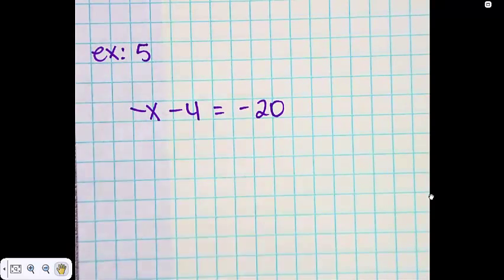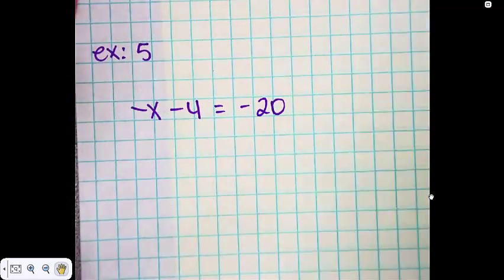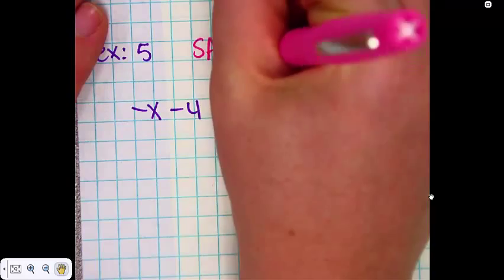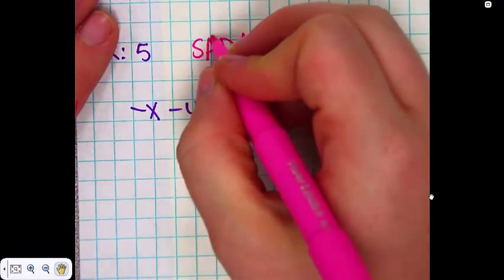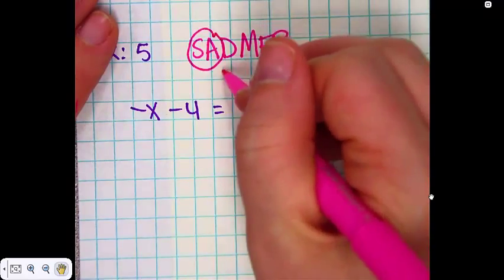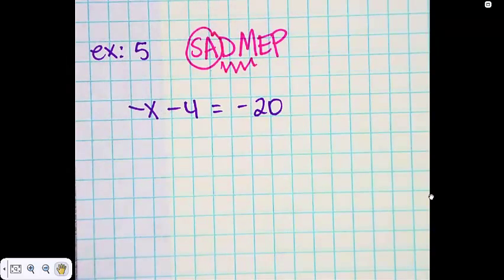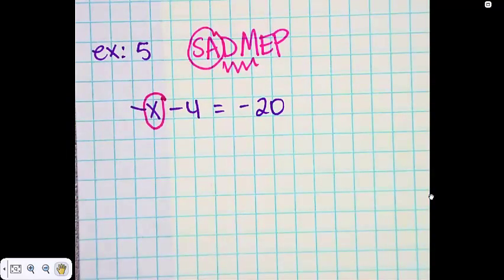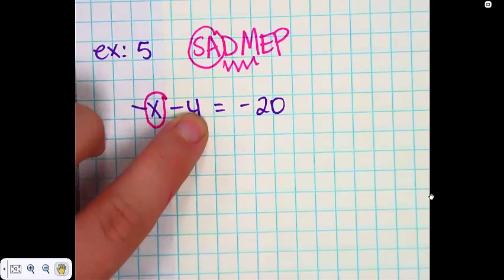Now, the thing that we need to remember for two-step equations is that we do PEMDAS backwards. It's going to be SADMEP. Okay, PEMDAS backwards. So first we add and subtract, then we multiply or divide. Okay, so again, I want to isolate my variable using inverse operations. So here's my variable right here, x. Now I've got two things going on. I have this negative sign right here, and then I have a -4 over here.